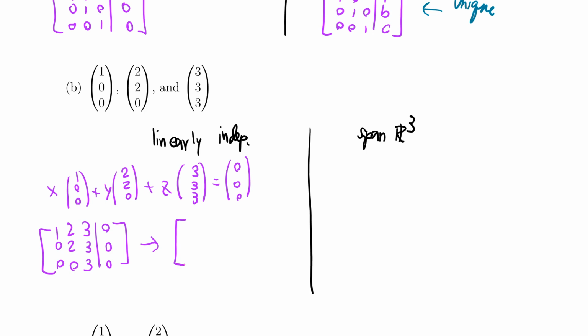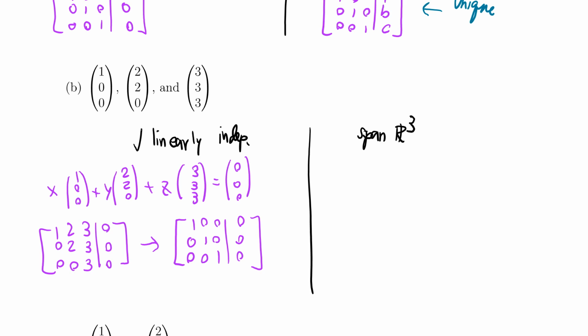The row echelon form for this augmented matrix is going to be 1, 1, 1 on the diagonal, 0 everywhere else, and my right-hand side is going to be all 0. So once again, the only solution to this system is 0, 0, 0. So once again, these three vectors are linearly independent.